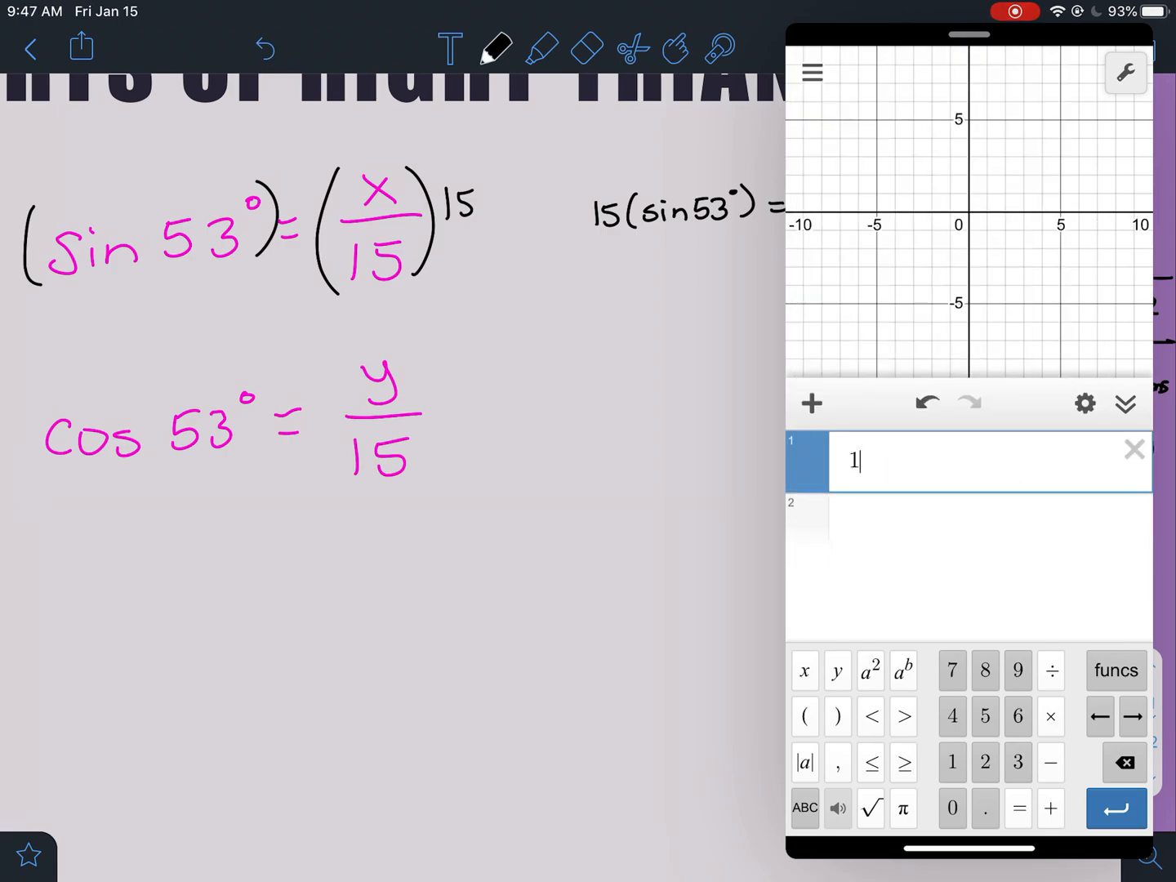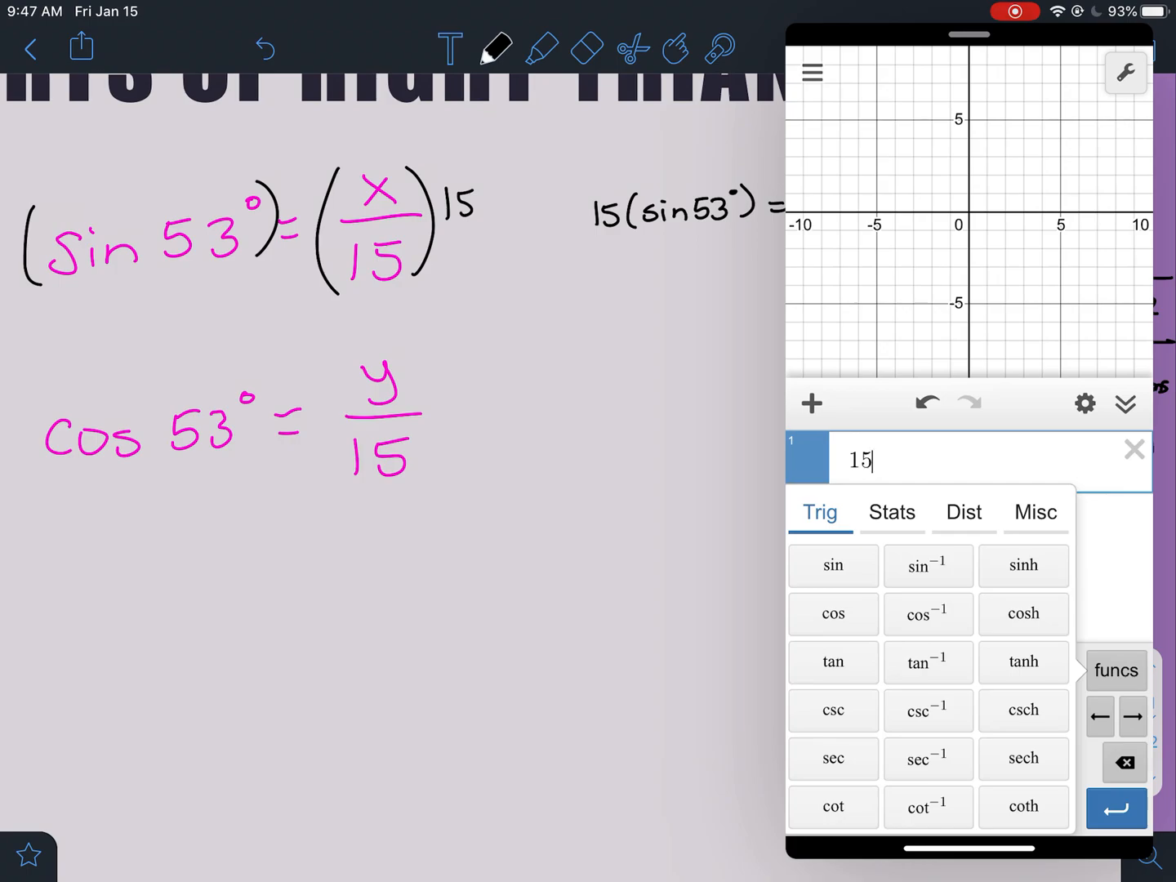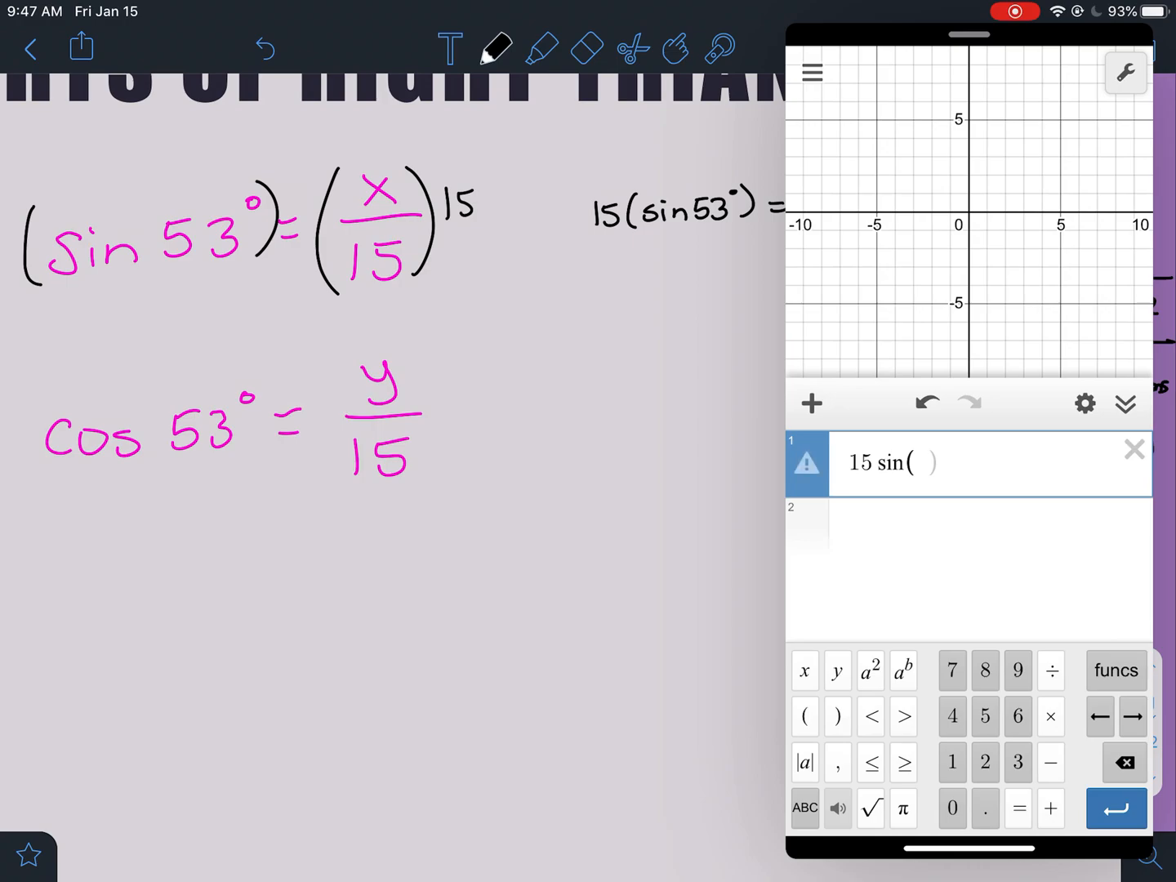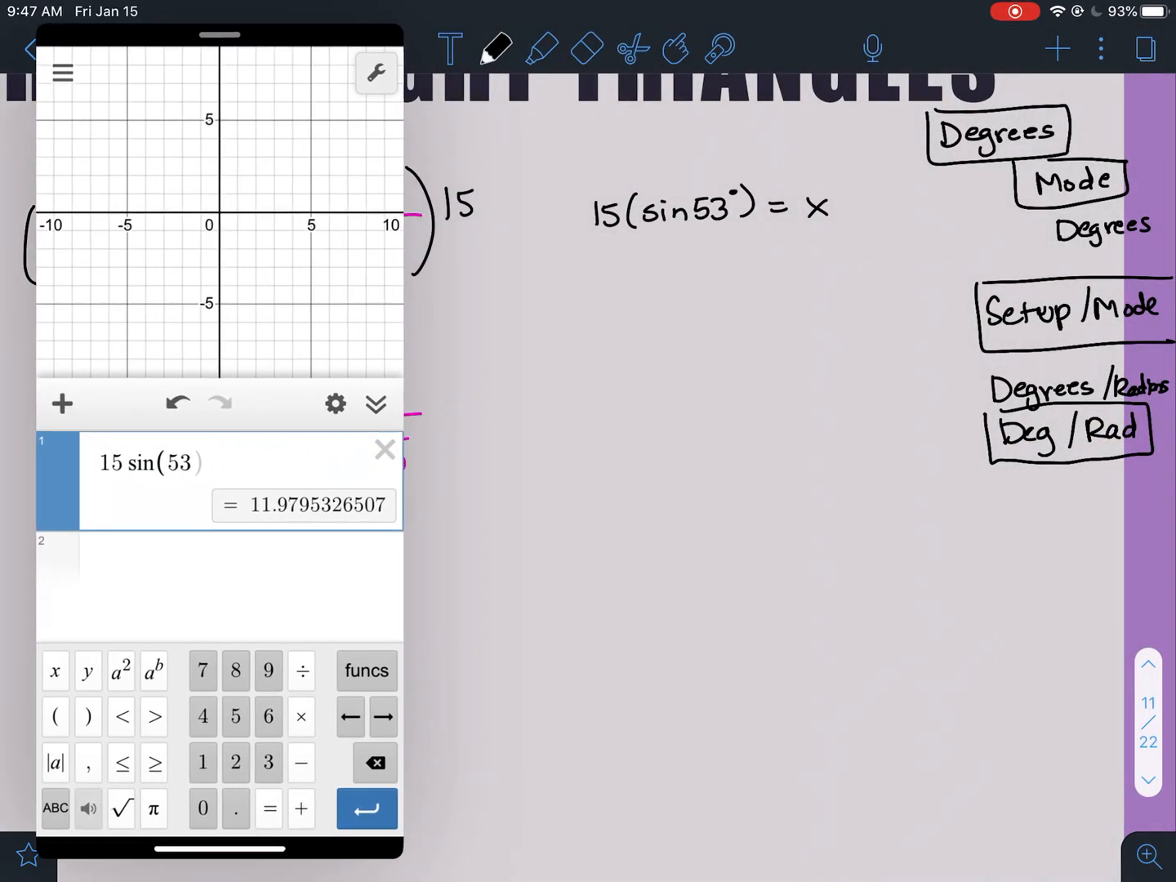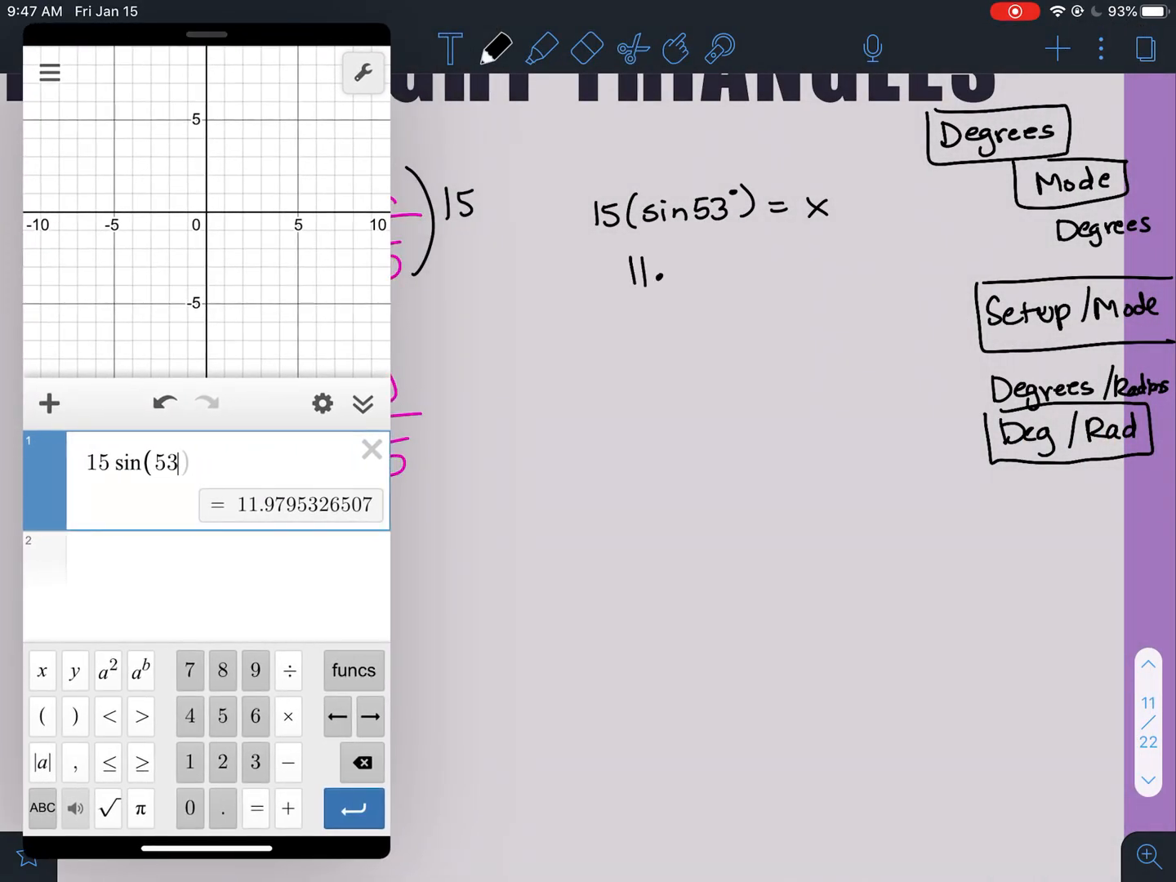And so now I'm going to take 15, and to get to the sine button, you hit the functions button, that little gray button right there that says functions. And then notice the first one says trig, and that very first button is sine. So you're going to hit 15, then sine, and then 53 degrees. And so that side x is going to equal 11.979. So we'll call this 11.98 is going to be the length of that side. So the length of that missing side is going to be 11.98.